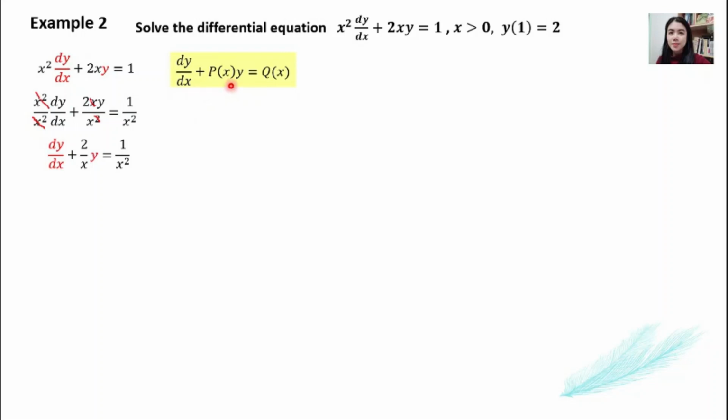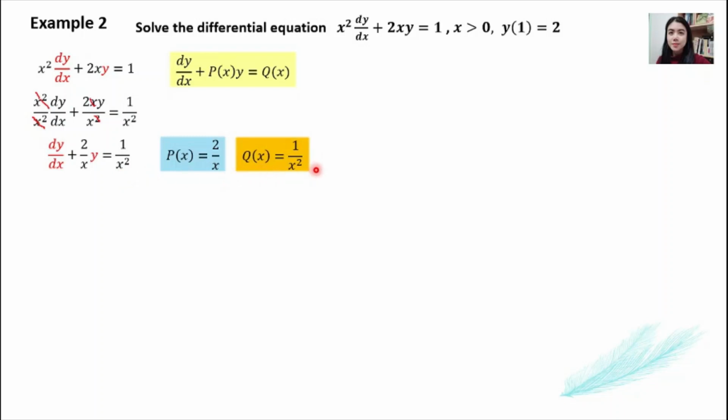Now we're going to identify what is our P(x) and what is our Q(x). Our P(x) is the one that is next to the variable y. This is your variable y, so the one that is next to variable y is 2 over x. So that means your P(x) is 2 over x. And what is our Q(x)? Our Q(x) is the one that is at the right hand side of the equation. So this one is your Q(x). Your Q(x) is 1 over x squared.